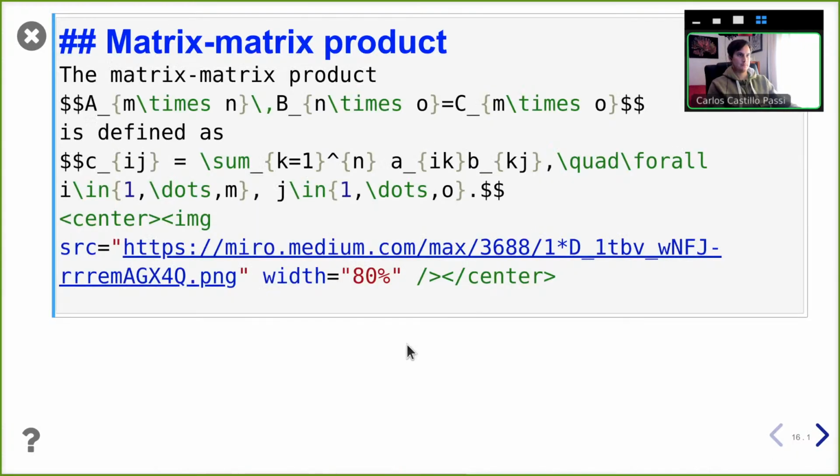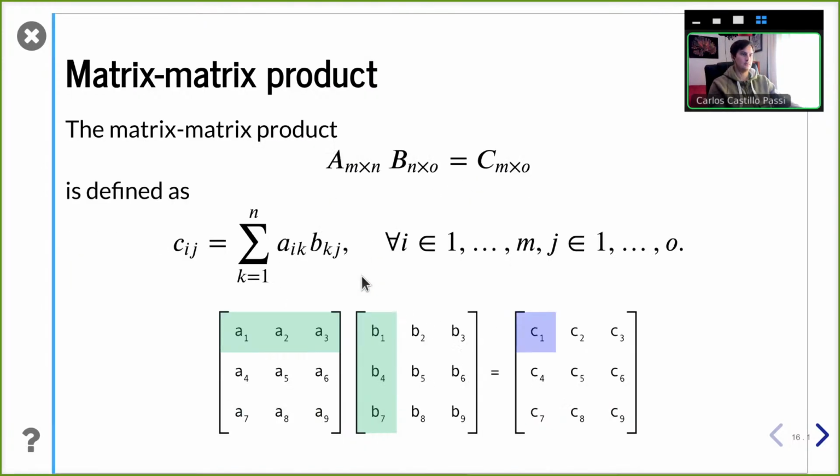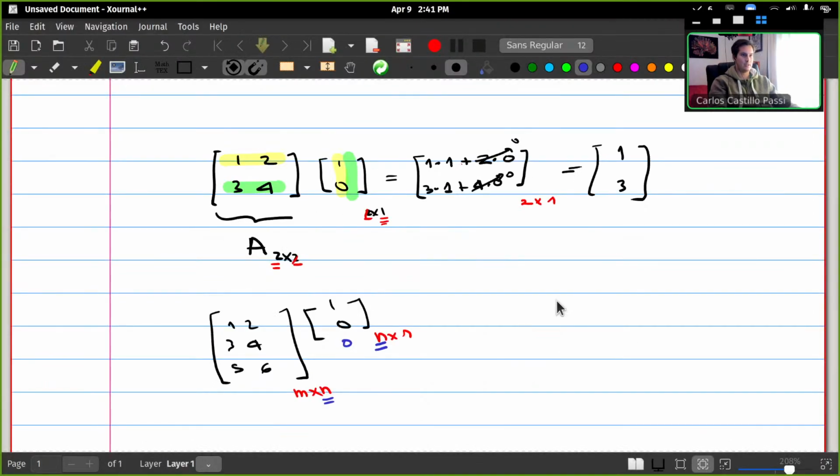Okay, this is a little bit like that. So what about matrix multiplications or products? You can think of matrix products as multiple matrix vector products. Let me clarify.